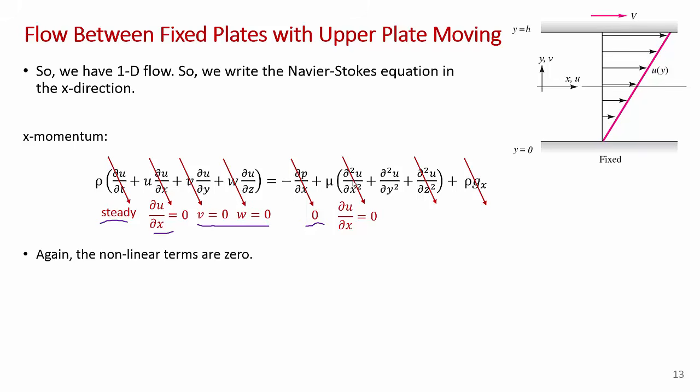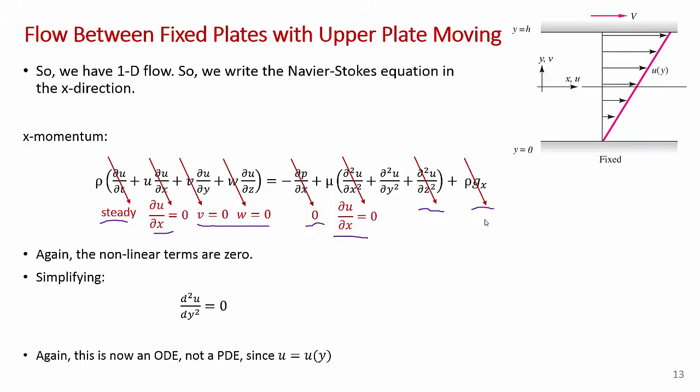Similarly, for the d squared u by dx squared term, it's fully developed, so there's no variation of u in the x direction anymore, and there's no variation of u in the z direction. And we're neglecting gravity. So again, the nonlinear terms are 0, and we can simplify this. The only term that remains is d squared u by dy squared. And again, you'll notice I've changed the partial derivative to a full derivative now because u is only a function of y, so we've converted our partial differential equation into an ordinary differential equation.